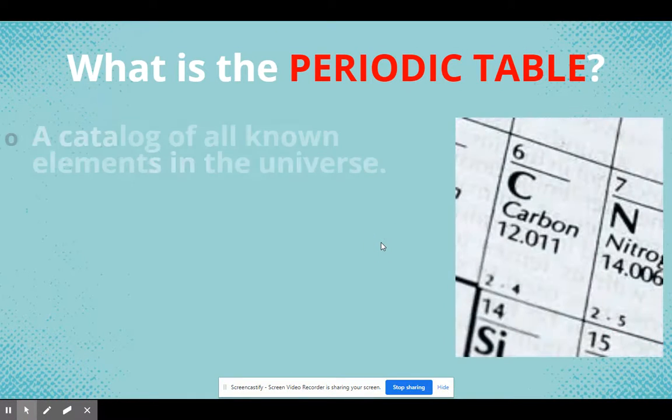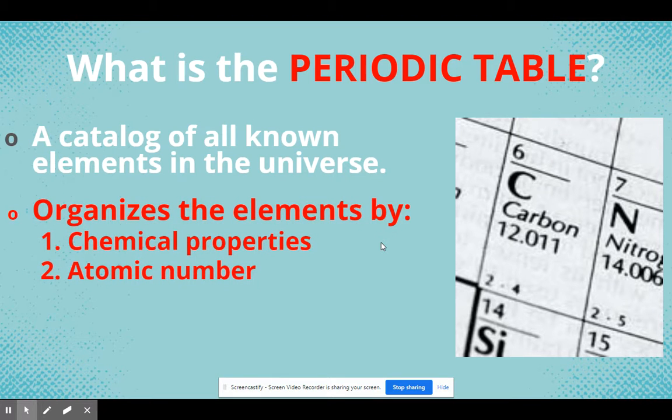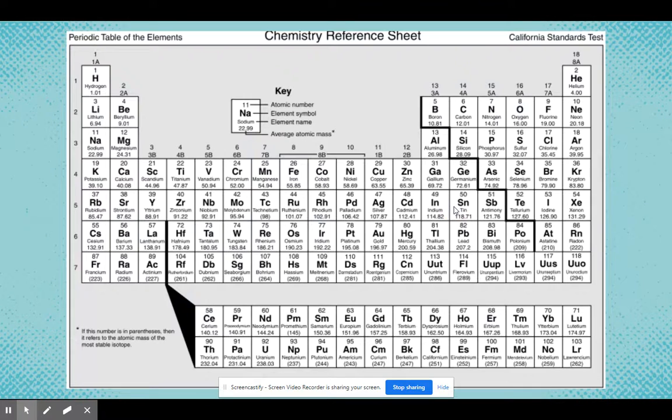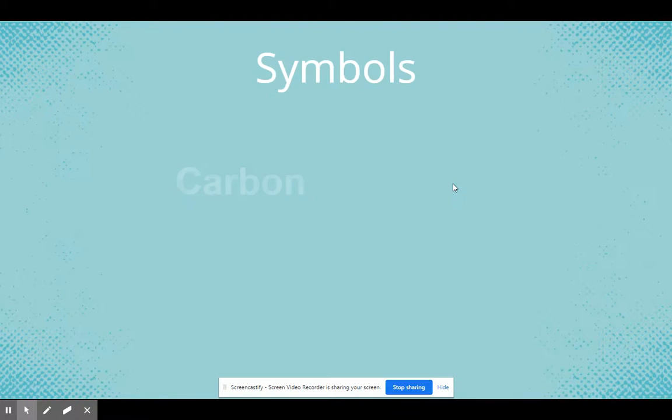So what is a periodic table? Well, it's everything that the universe is made of. It organizes elements by chemical properties, that's the up and down, and the atomic number, which is the number of protons in the nucleus. So you have a reference chart here. It's organized 1, 2, 3, 4, 5, 6, 7. Then the up and downs have the chemical properties.